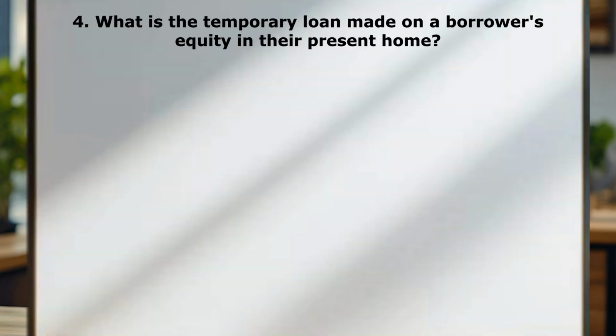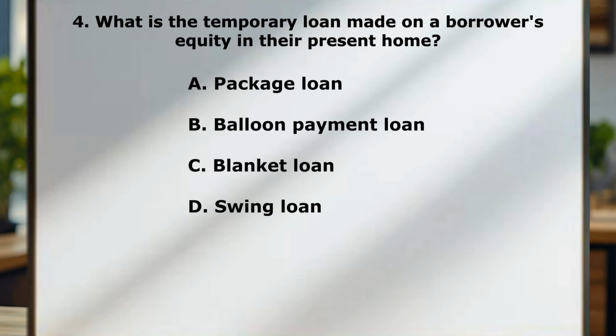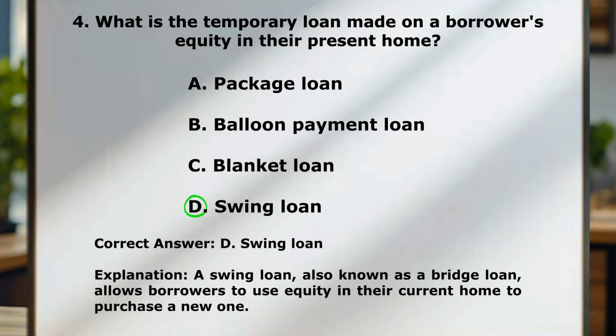Question number 4. What is the temporary loan made on a borrower's equity in their present home? A. Package loan. B. Balloon payment loan. C. Blanket loan. D. Swing loan. The correct answer here is D. Swing loan. So, swing loans are more commonly known as bridge loans, and these allow borrowers to use the equity in their current home to go ahead and buy a new one before selling that old one.